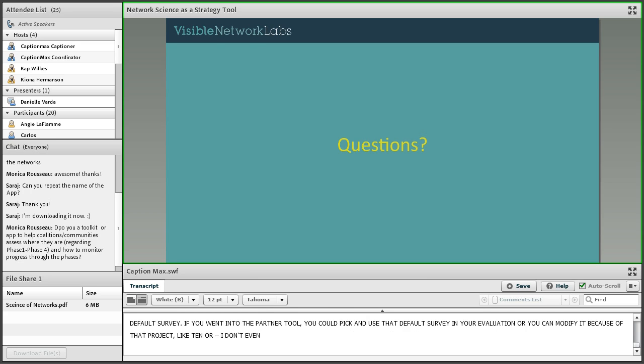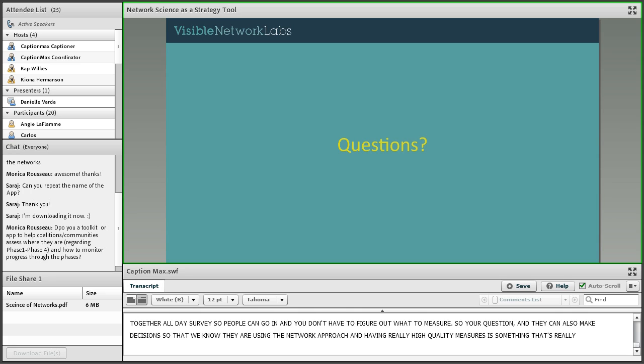So we have an evaluation framework that goes from looking at the structure and the interrelationships to looking at the quality and content of those ties based on, for example, that default survey. If you went into the partner tool, you can pick to use that default survey in your evaluation, or you can modify it. Because of our own projects, we've created, I don't even know now, 15 versions of it. For example, an early childhood systems one, HIV provider one, preparedness, collective impact. So we put together all these surveys for people so you don't have to figure out what to measure.